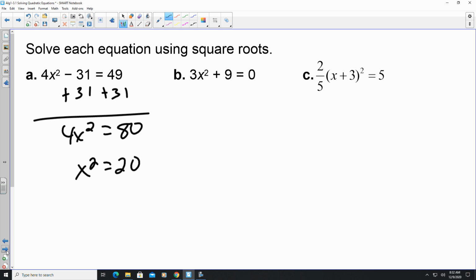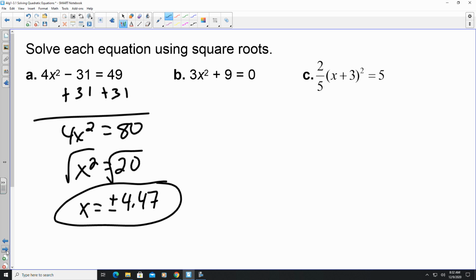I'm just going to round it. So x is going to be equal to, and since I took the square root of this, we're going to be looking at both the positive and negative value of the square root of 20, which is about 4.47. So we have two x-intercepts. One is positive 4.47 comma 0, and the other one's negative 4.47 comma 0.